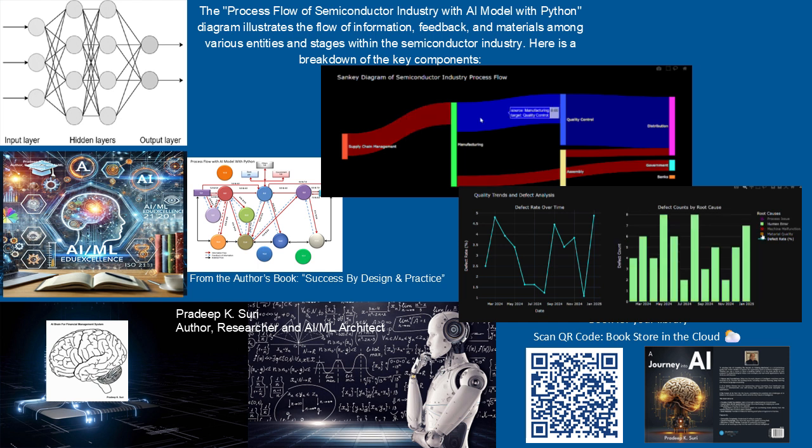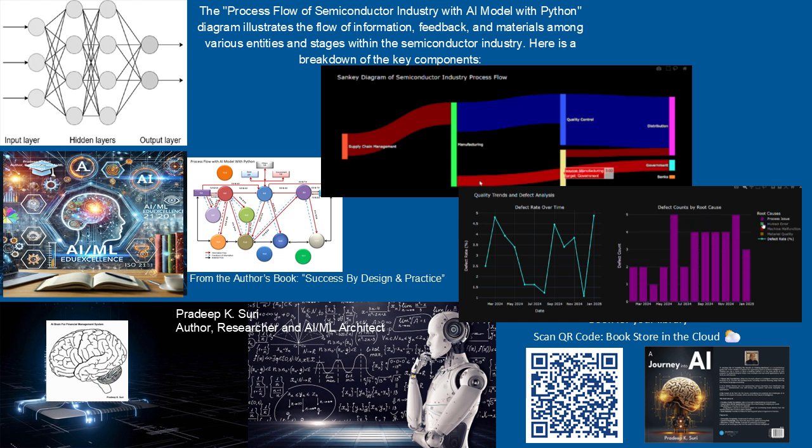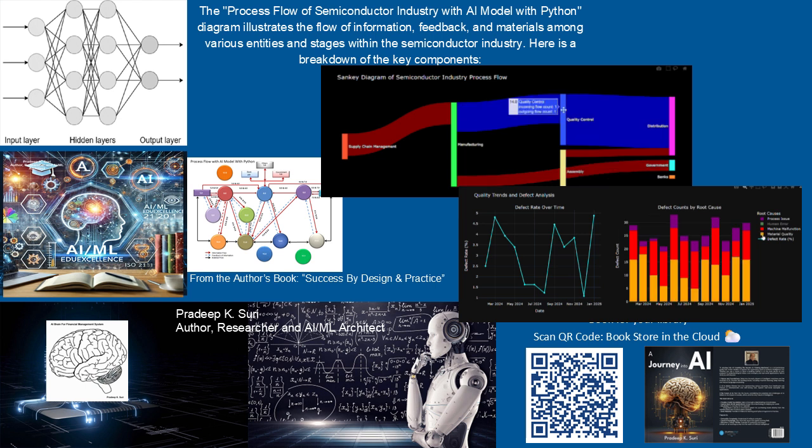Summary. The image provides a clear visualization of defect trends and root causes over time, highlighting critical periods for quality control improvement. Peaks in defect rates and counts correspond to certain dates, indicating when and where to focus efforts for better quality management. It's a great way to identify patterns and areas that need attention.